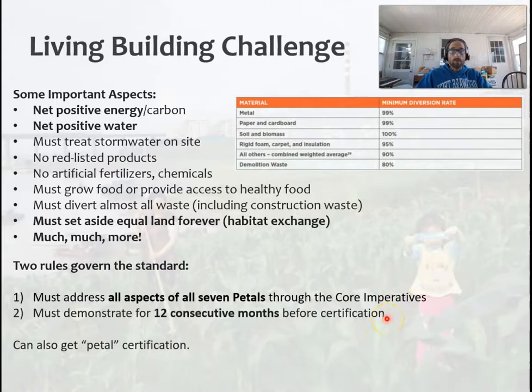The other really important difference is that you have to actually use the building for 12 consecutive months and prove that you are achieving those standards that you said you would. So net zero or net positive energy, net positive water.